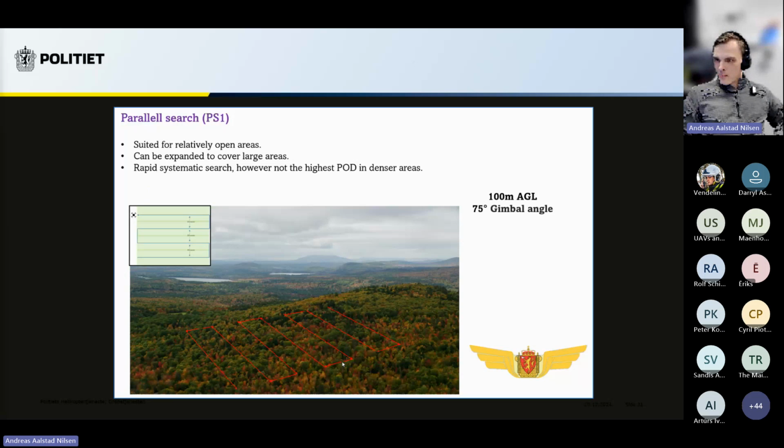So this is what it might look like in a wooded area. It's very rapid, but not the most penetrating technique through dense forest. So it's most suitable for more open areas.